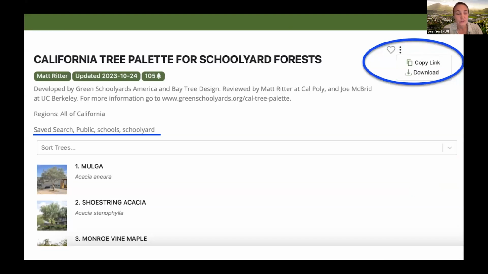So the Schoolyard Forests for California. And what's great about these tree lists is that it's a static URL that you can share with people or post on your websites that bring them to the list of trees. You can download the list yourself. You can follow the list with that little heart button so that it shows up in your user account. And then every list also has a series of tags associated with it, and those tags are all searchable. Next slide.